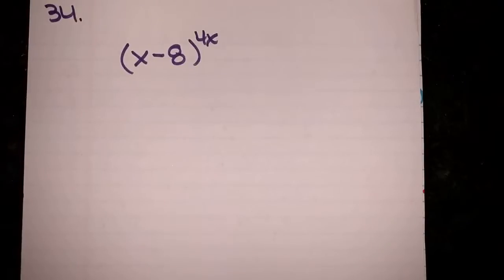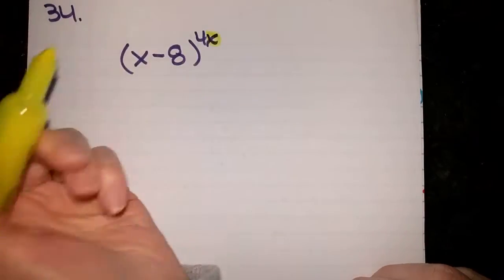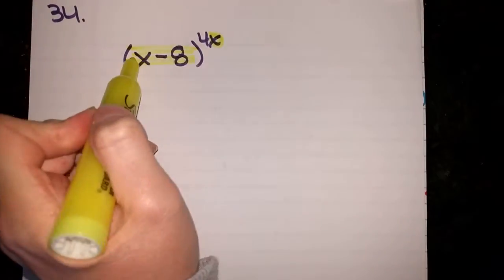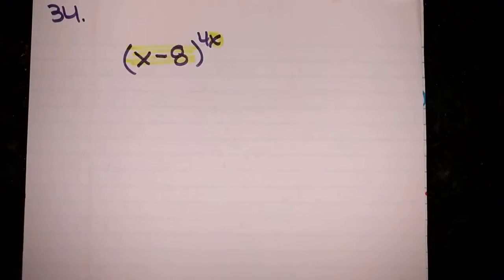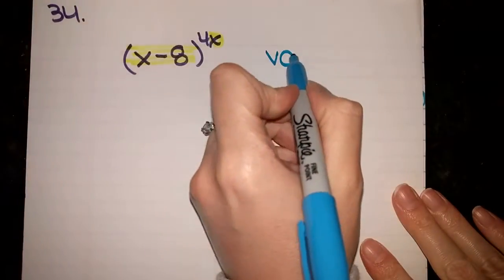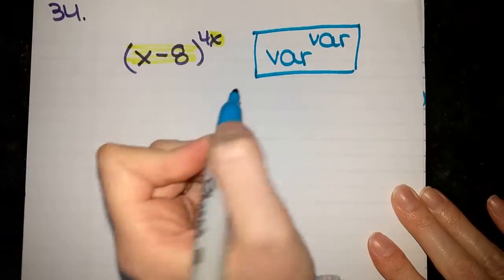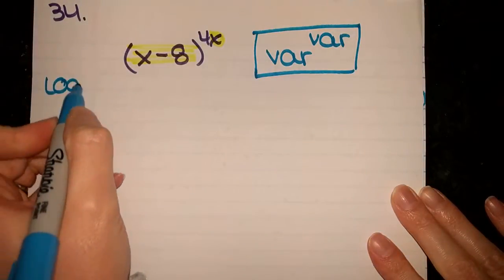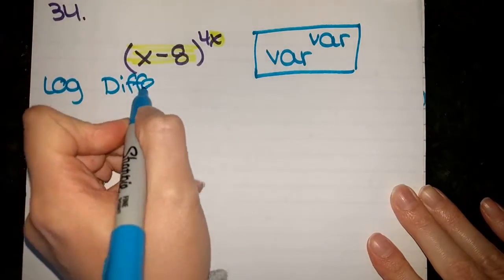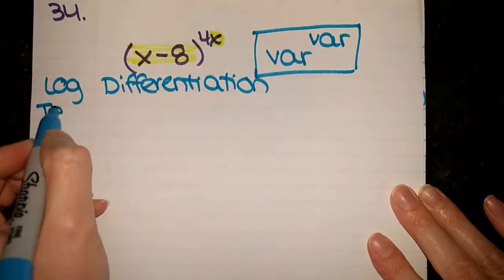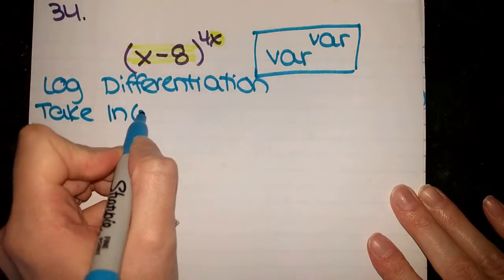For this question, the first thing to notice is that you have a variable in the exponent. So you have an exponential term, but not only that, you have a variable as a base. So you are looking at a variable to a variable. And we talked about how when you have a variable to a variable, your only plan of action, unfortunately, is log differentiation.